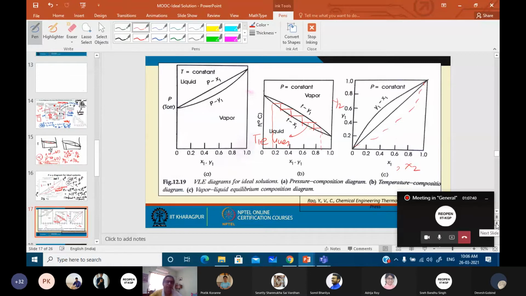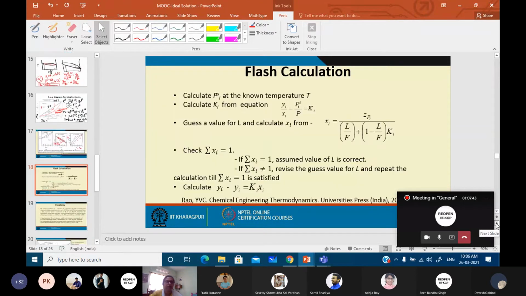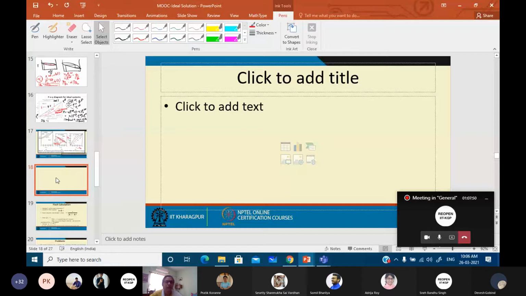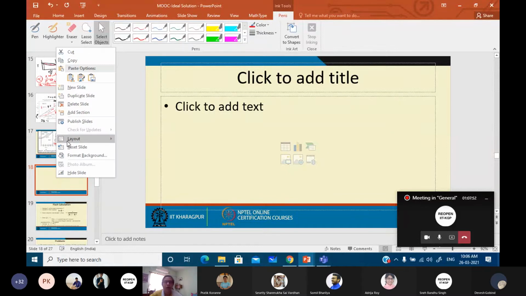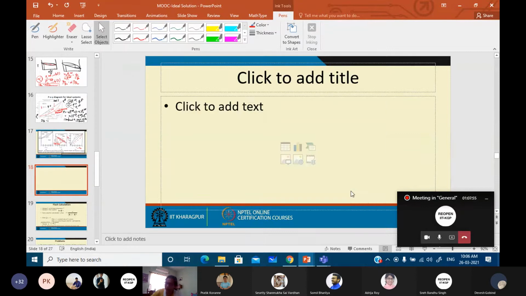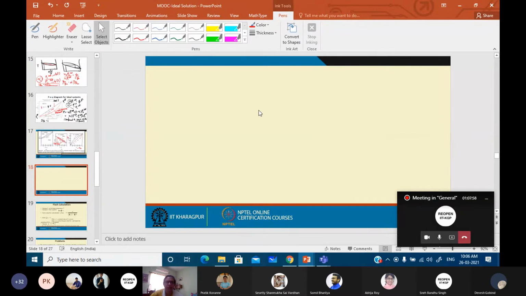Right? Now in distillation there is also another type of problem that you face. Wait, let me first create a slide. Okay, there is another type of problem also that you face. This type of problem is known as flash calculations. Where do you face it?